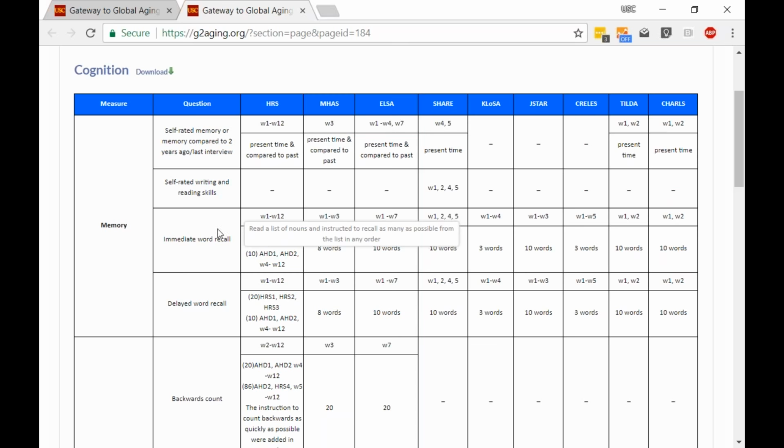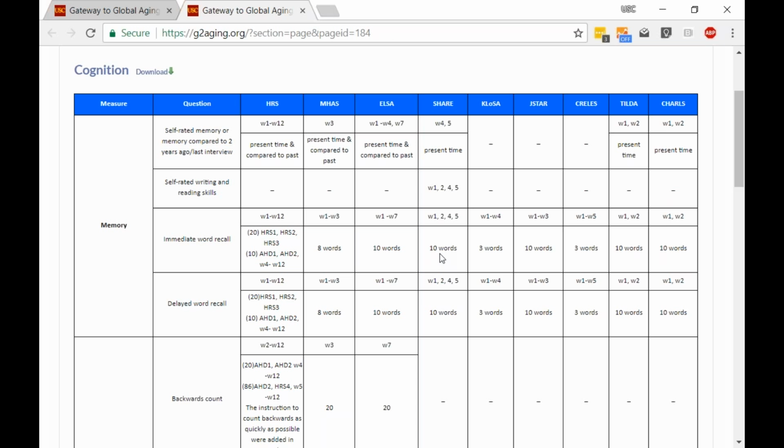So for instance, immediate word recall. This is generally a list of words that the interviewer will read to the respondent, or sometimes the computer will read to the respondent. And then they say, can you tell me how many words, repeat those words back to me that you recall, that you remember. So that's the immediate word recall. Usually there's a second part of this test called delayed word recall. So they kind of move away from that interview. They ask some other questions about some other things.